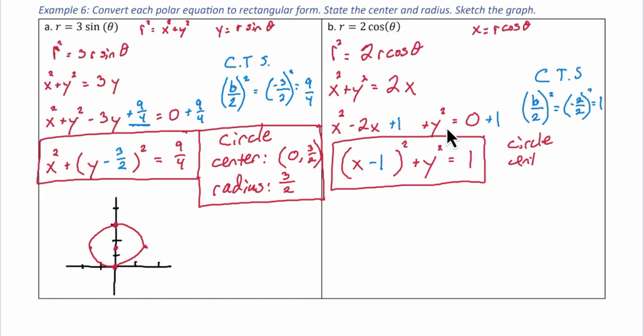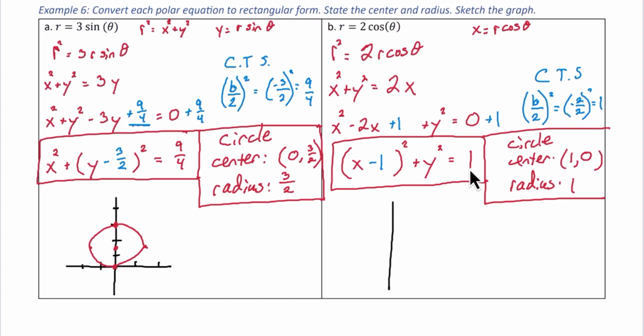The center of that circle is, again, beside x, look at the number and take the opposite of what we see. We see a -1, so the x coordinate of the center is +1. We don't see anything by the y. That means its y coordinate is 0. The radius of the circle is the square root of this constant. The square root of 1 is 1. So once again, we have a circle centered at 1, 0 with a radius of 1.